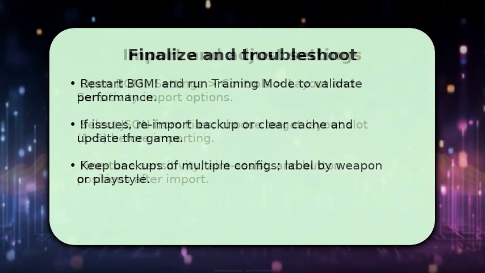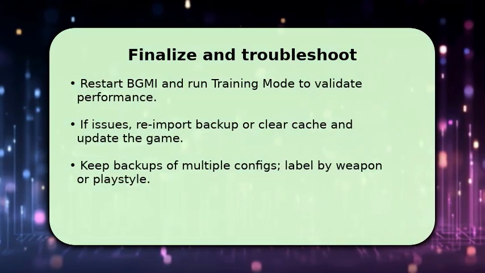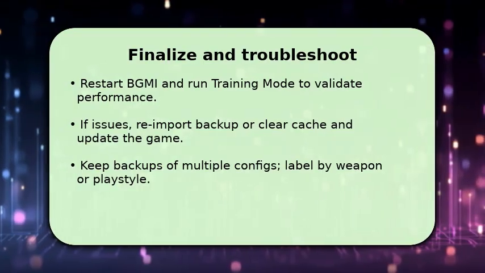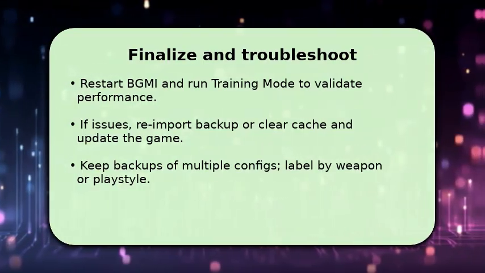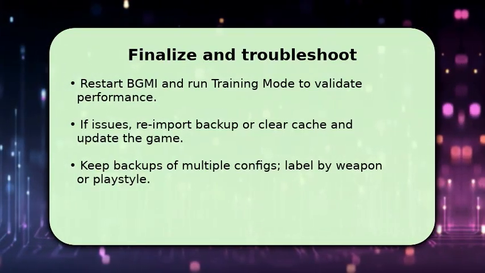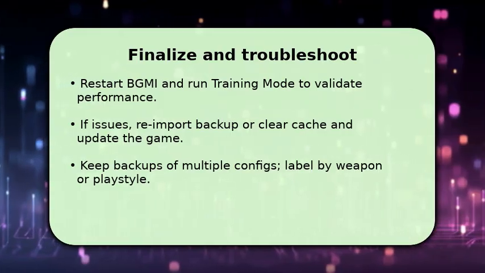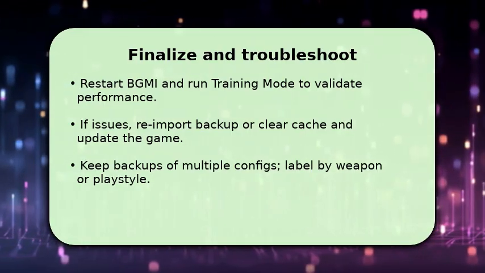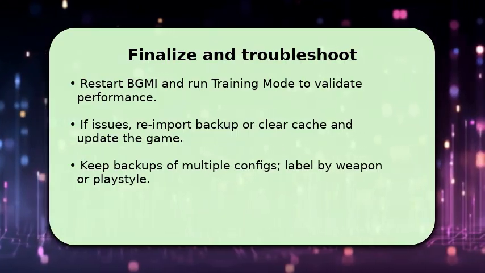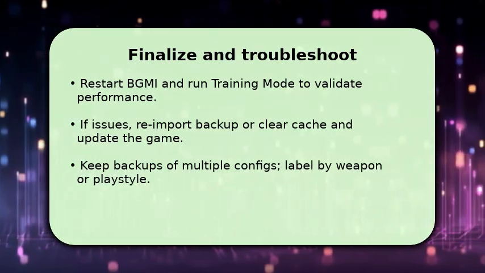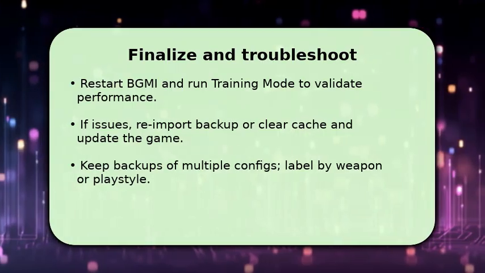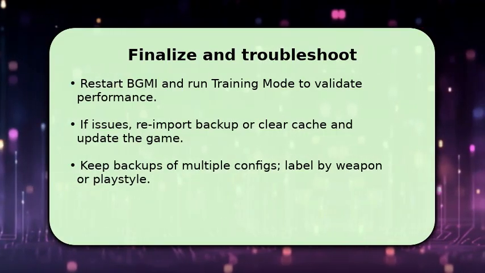Finish by restarting BGMI and validating the imported config in training mode, checking recoil control and strafing feel. If something behaves oddly, re-import your backup slot or clear the game cache. Also ensure the app and iOS are up to date. If the import still fails, move the JSON to a different Files folder and re-grant permission before trying again.